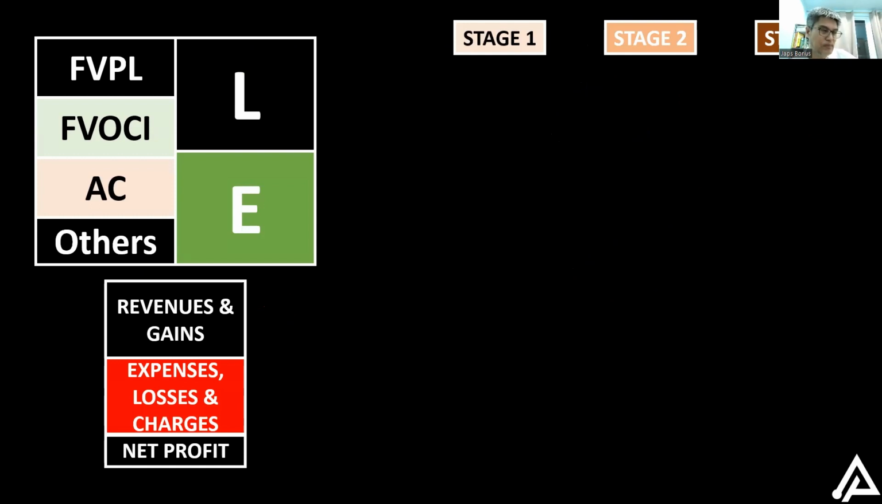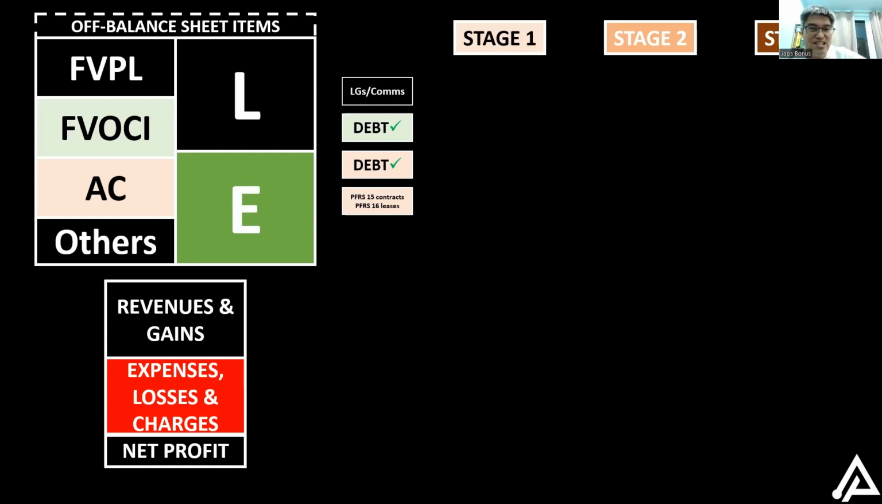Okay? There are other, may additional pa si ECL. Kasama yung exposure under PFRS 15, which is receivables, tsaka PFRS 16, which is lease receivables. So basically receivables kasama sa impairment. Also, kung merong off-balance sheet items that generate credit exposure, such as letters of loan guarantees or loan commitments.